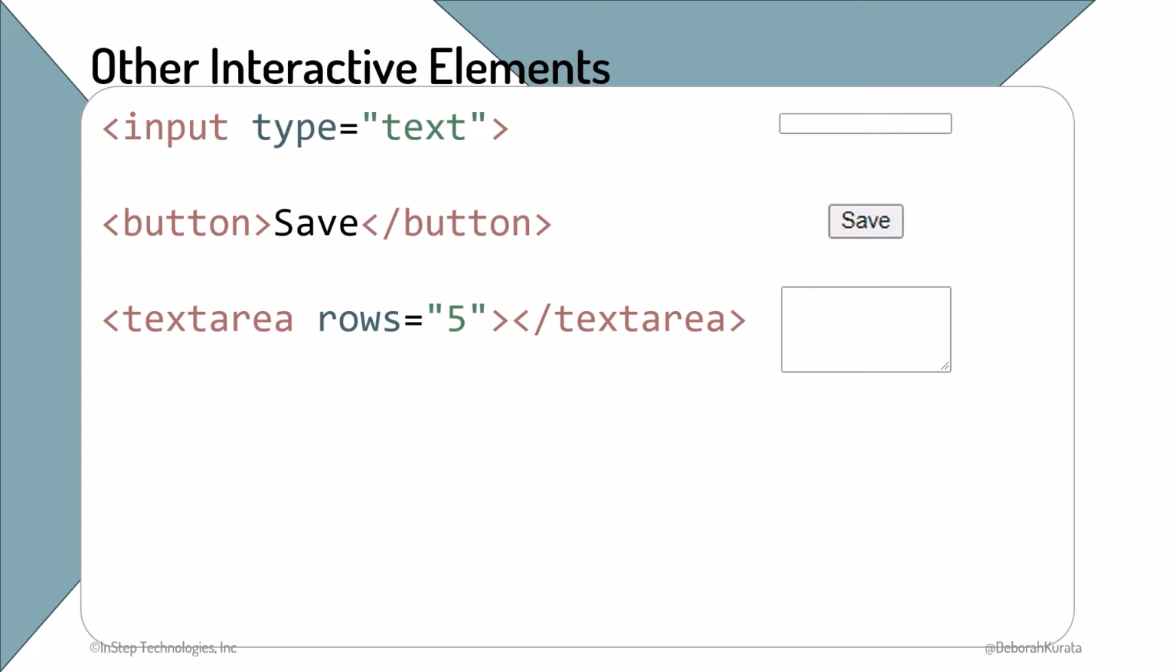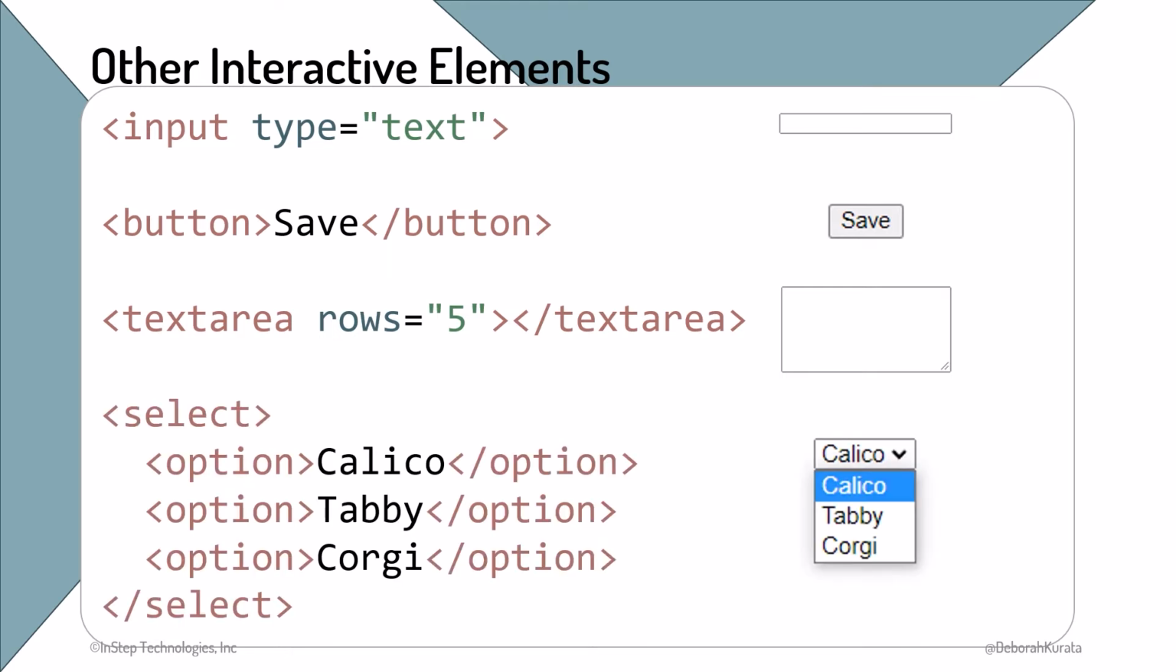The text area element provides a larger entry box for entry of larger amounts of text. It has a rows attribute to define the default size and number of text lines. And the select element displays a drop-down box for the user to select one item from a list. Multiple option elements nested under the select define the options shown in the drop-down.